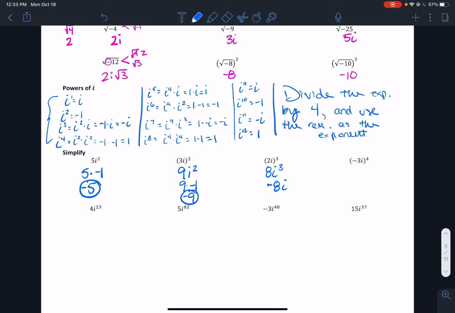At the end of the day, you should not have an exponent on i. You should always have it simplified down to either positive or negative i or positive or -1. We don't need exponents on i. -3 to the 4th power would be 81, and i to the 4th power is 1, so this is 81.